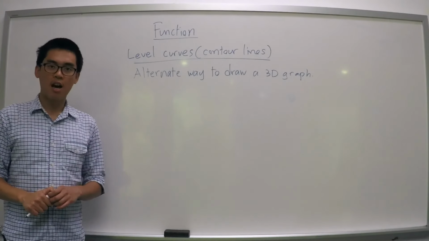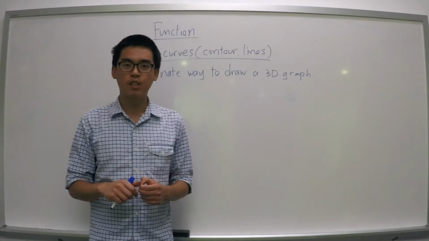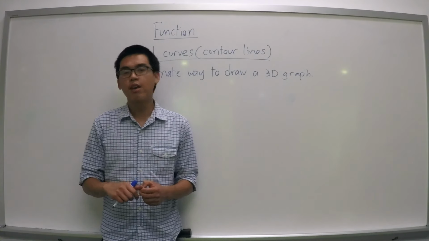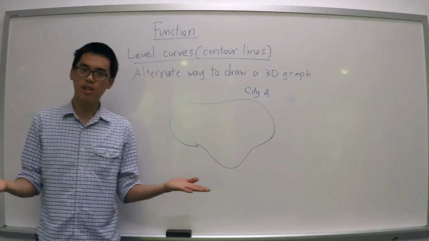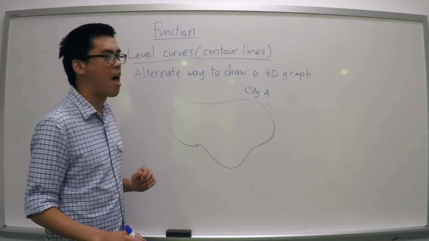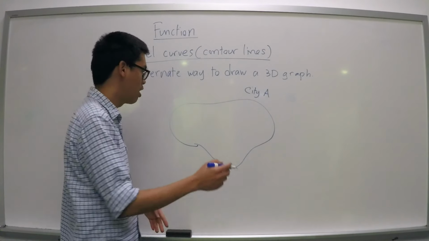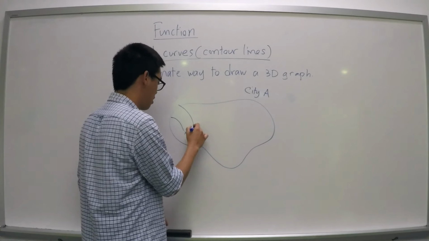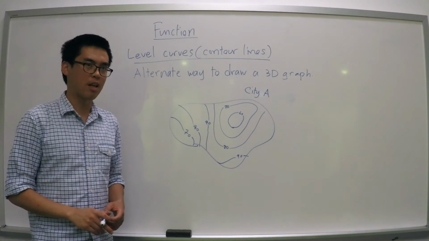Alright, so this is an alternate way to draw a 3D graph. The inspiration behind this is to think of a weather channel. Suppose this is a map of your city, an area like this, and you go on to the weather channel. They show you a temperature map that looks like this.